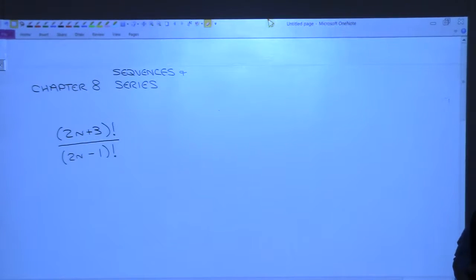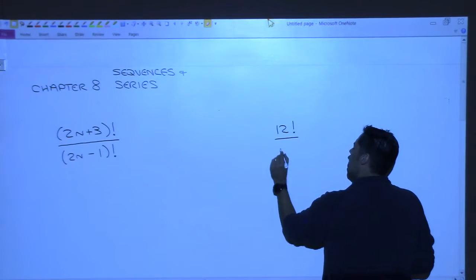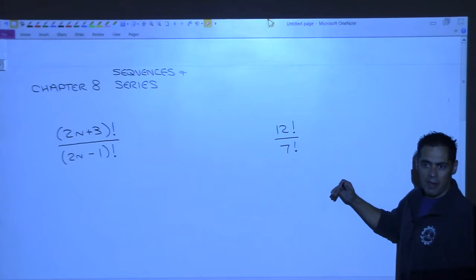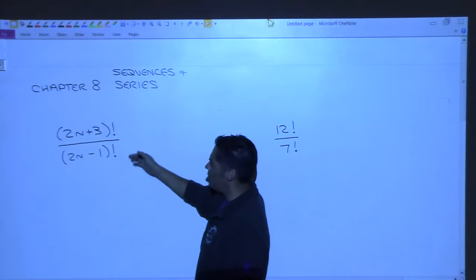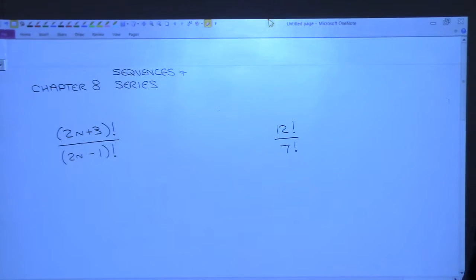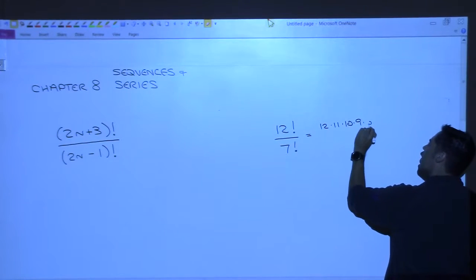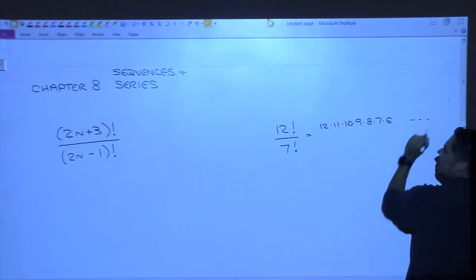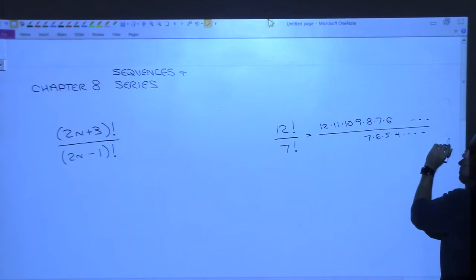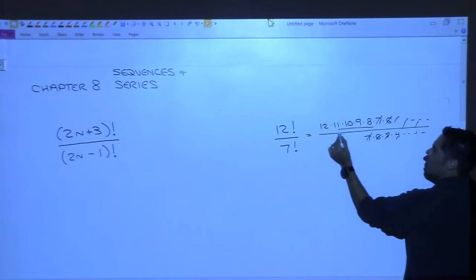Can I give you a hint? What if I gave you 12 factorial over 7 factorial? 12 is bigger than 7, right? Which is bigger here, the numerator or denominator? 2n plus 3 should be bigger than 2n minus 1, right? If I were to write this out, it would be 12 times 11 times 10 times 9 times 8 times 7 times 6, all the way down. And this one would be 7 times 6 times 5 times 4, all the way down. Starting here, they would start canceling, and you would be left with this.